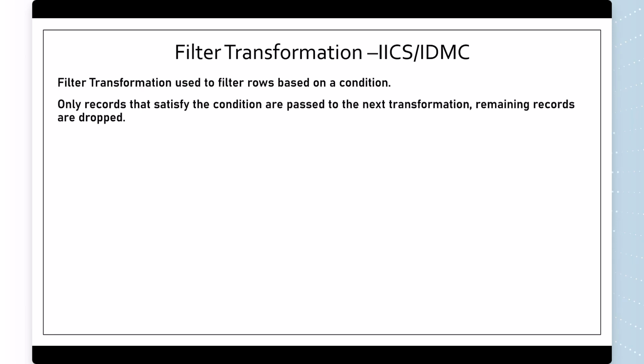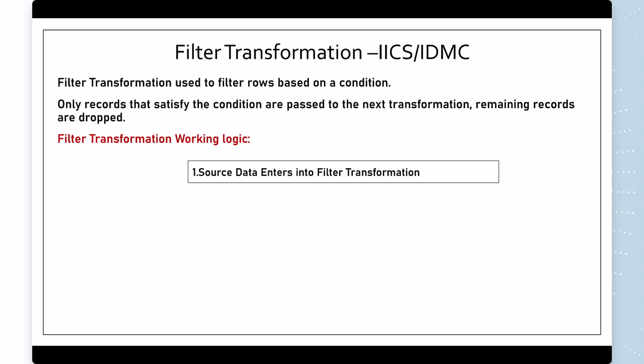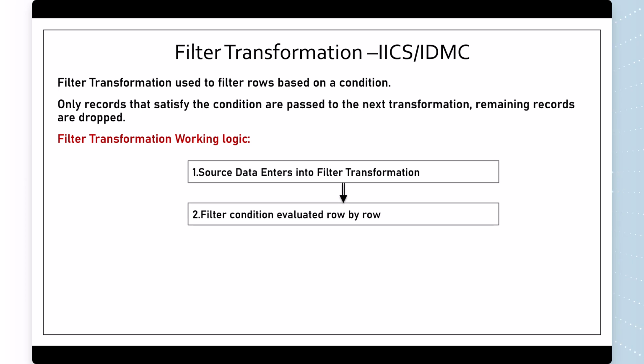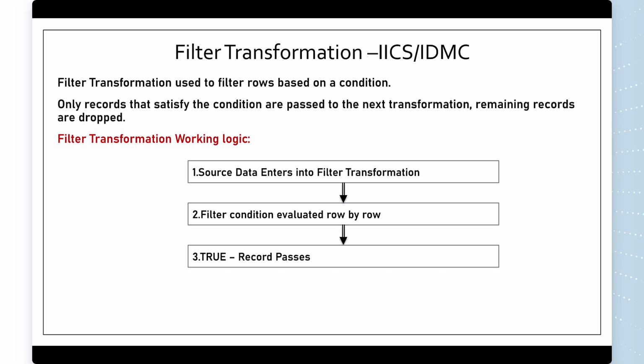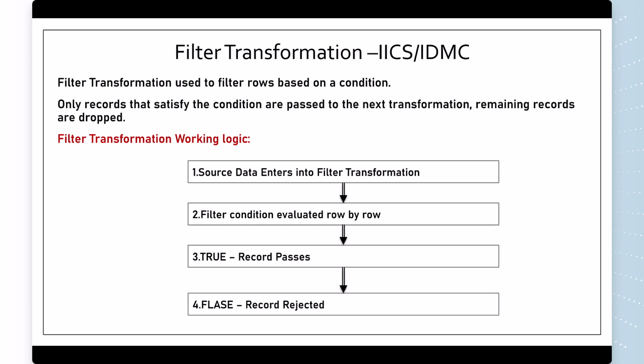Now let's understand how this filter transformation works. This is the actual working logic for filter transformation. First, source data enters into the filter transformation. Once data enters, it first checks the filter condition. It means it evaluates row by row. If any row satisfies that condition, then that record becomes true, and that record goes to the next transformation or next target. If any record comes under false, that record gets rejected. So this is the basic working logic of filter transformation.